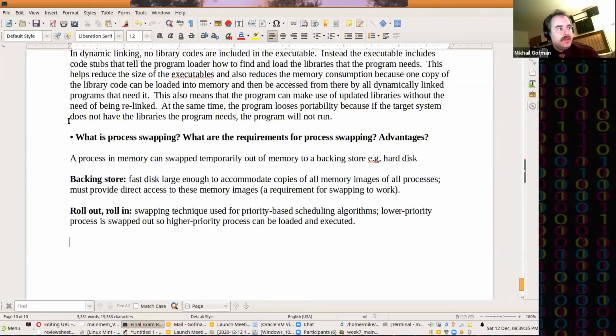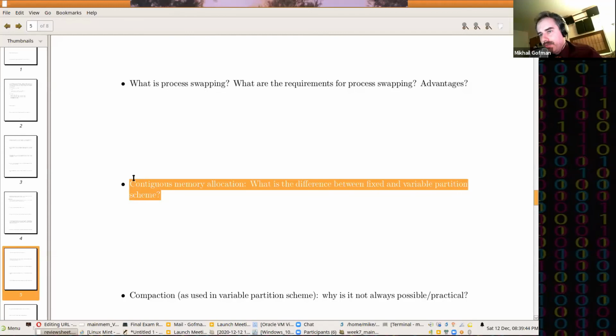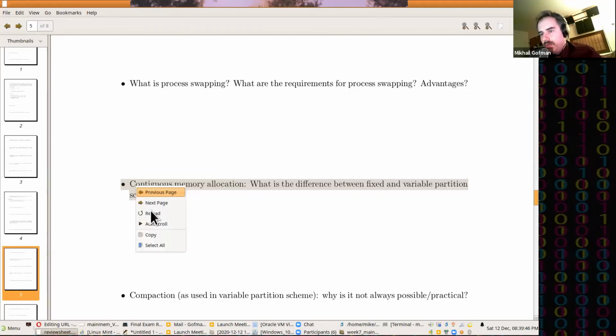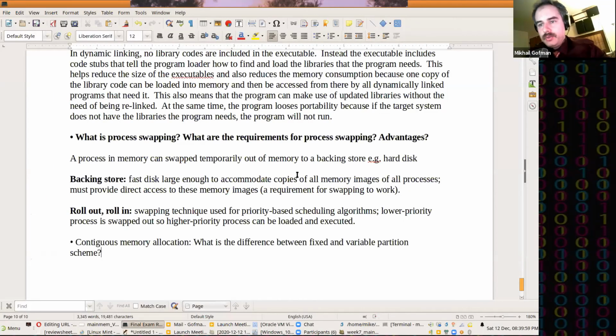And then we have the next question, the contiguous memory allocation scheme. What is the difference between fixed and variable memory allocation schemes? So let's talk about that.